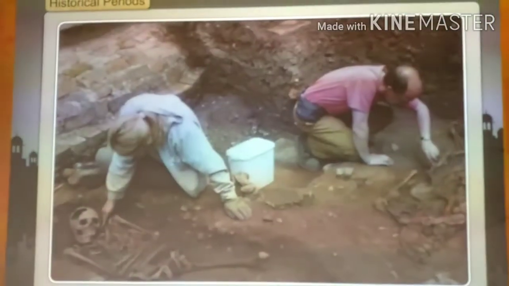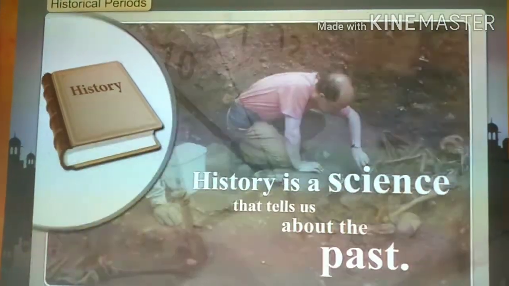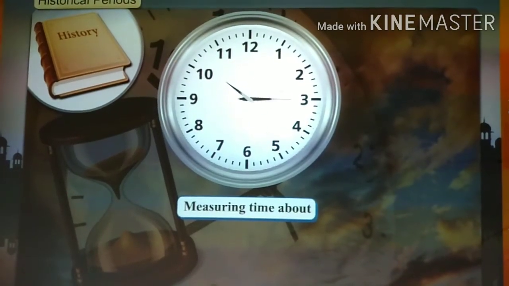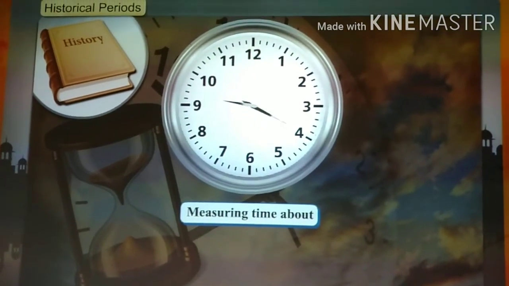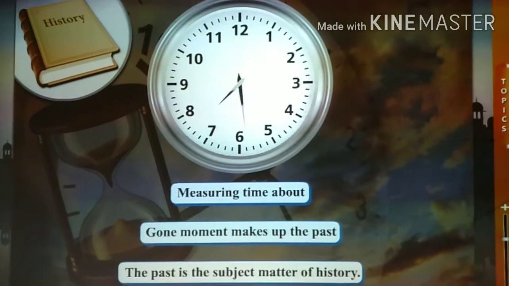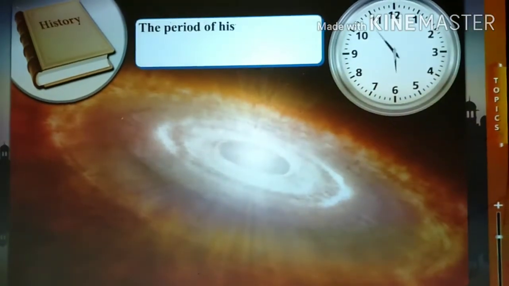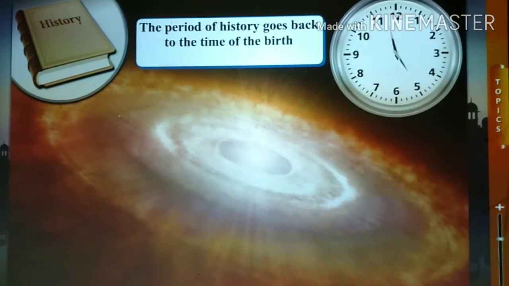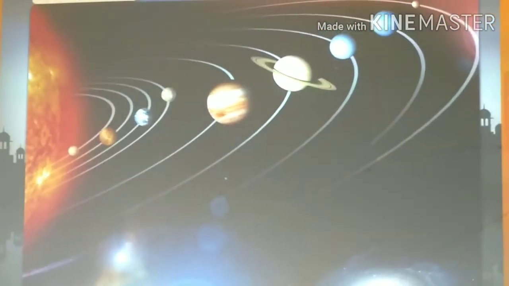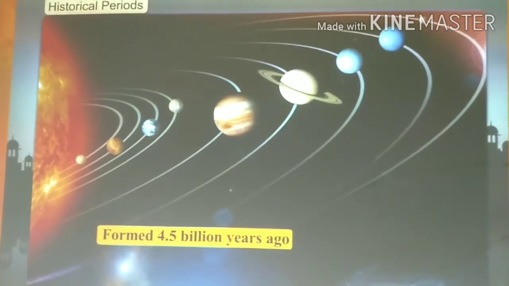We learned in the first lesson that history is a science that tells us about the past. We are actually measuring time about events that occurred in the past. We also learned that every bygone moment makes up the past. The past is the subject matter of history. In a broad sense, the period of history goes back to the time of the birth of our solar system. Our solar system came into being about 4.5 billion years ago.